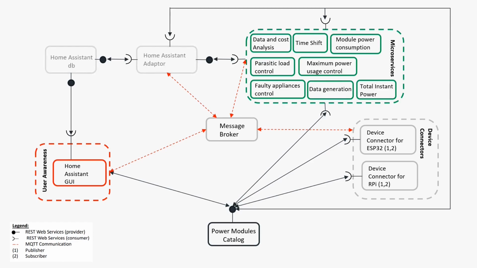Then there are the Home Assistant adapter and database. The first one is a script that allows the microservices and the catalog to communicate with Home Assistant. The Home Assistant database instead is a part of the Home Assistant software used to store all data. The Home Assistant GUI is the user interface provided by Home Assistant. It provides users with data plots, statistical analysis and the possibility to control the power modules.